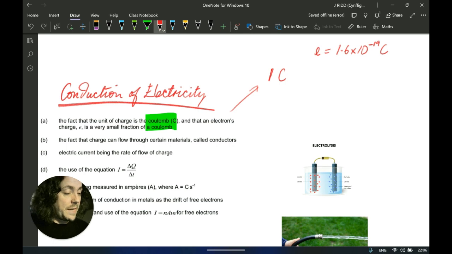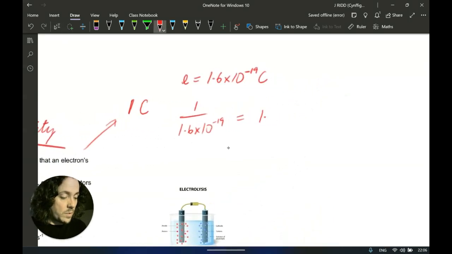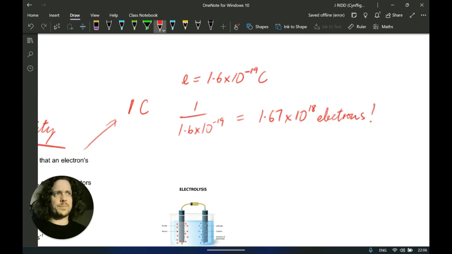Who knows? Anyway, so 1 coulomb of charge is comprised of obviously a lot of charge carriers, and we can actually work that out. How many electrons are in 1 coulomb? Well, if we just do 1 divided by 1.6 times 10 to the minus 19, then we're going to end up with a rather big number. It's 1.67 times 10 to the 18, I think it is. Yeah, 18 electrons. Or protons if it was positive, but that's how much is in 1 coulomb. It's a big, big number. It's a hard number to wrap our heads around.